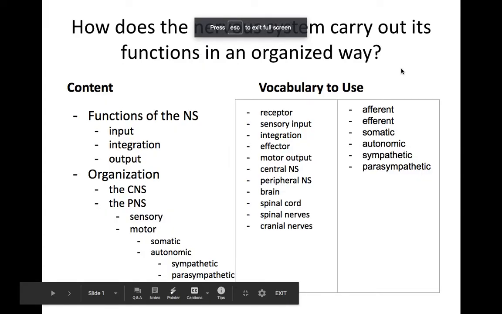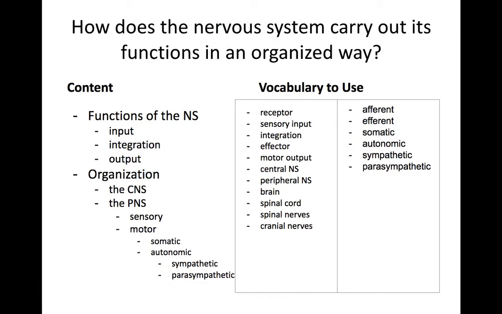Hi everyone, this is the first lecture for the nervous system, and the question we're answering today is how does the nervous system carry out its functions in an organized way? By the end of this lecture, you should be able to answer that question using all of the vocabulary that you see on the right.